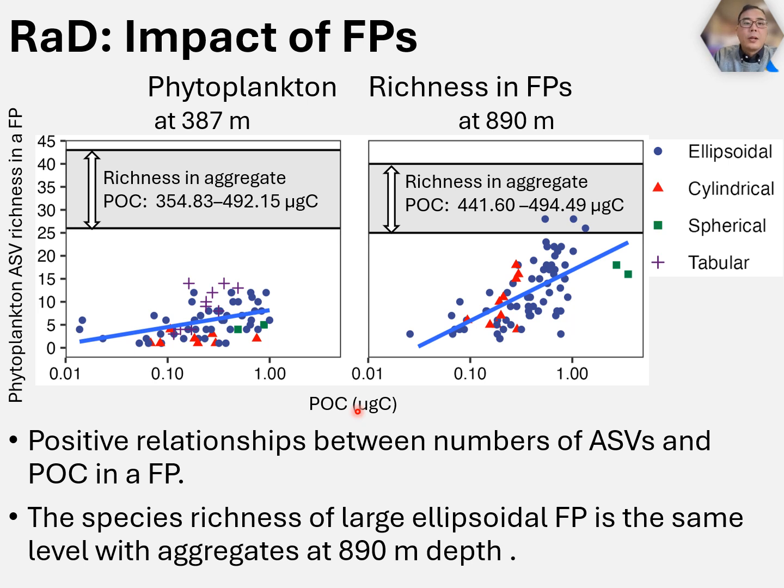Even though the POC content was 2 orders smaller than the aggregate samples, the phytoplankton diversity in the fecal pellets is sometimes at the same level as the aggregates at 900 meter depth. This suggests that fecal pellets contain phytoplankton abundantly, in particular at 900 meter depths.